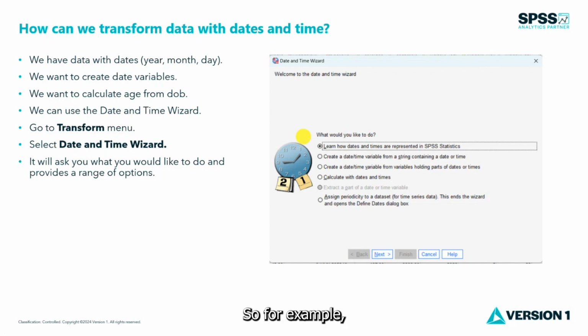So for example, you could learn how dates and times are represented in SPSS. You could create a date time variable from a string containing a date or time. You could create a date time variable from variables holding parts of dates or times. You could calculate with dates and times. You could extract a part of a date or time variable, or you could assign periodicity to a data set, and this is for time series data.